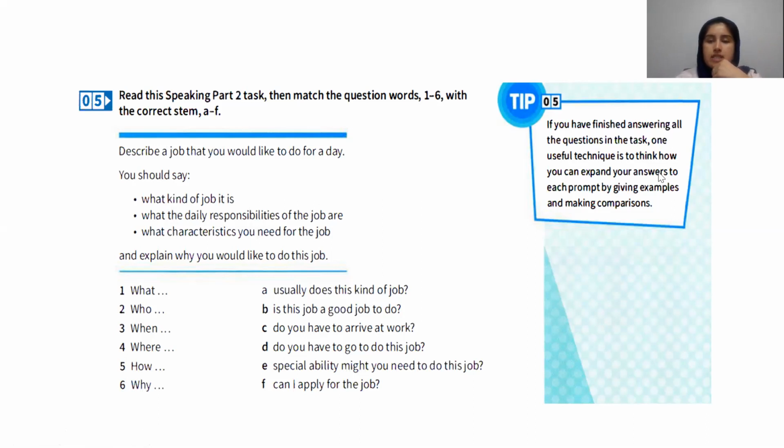Also, the tip says if you finished answering all the questions in the task, one useful technique is to think how you can expand your answer to each prompt by giving examples and making comparisons. So one way to elaborate your answer when you have nothing to talk about is to give an example. For example, if you talk about business, you say I like this business, you name a business, and then you just bring up an example, even if it's not a real example. For example, you can say that my uncle was doing this business, and then he ended up having a great company and a lot of money, so I want to do that too. Or you can compare things so that your answer is longer.